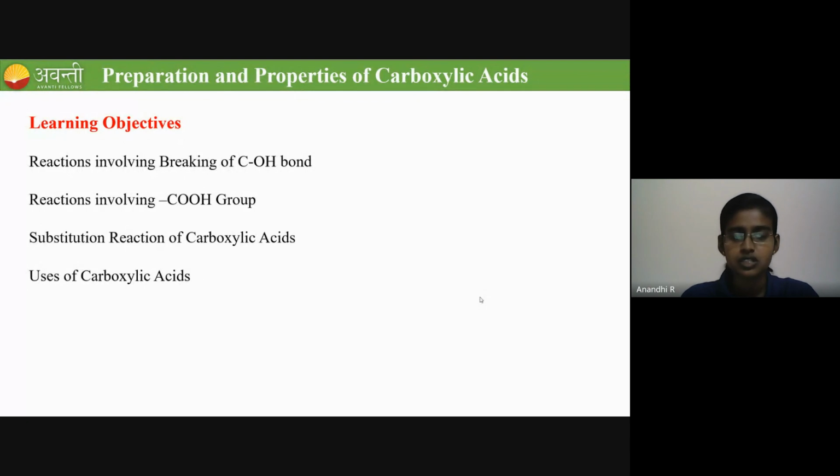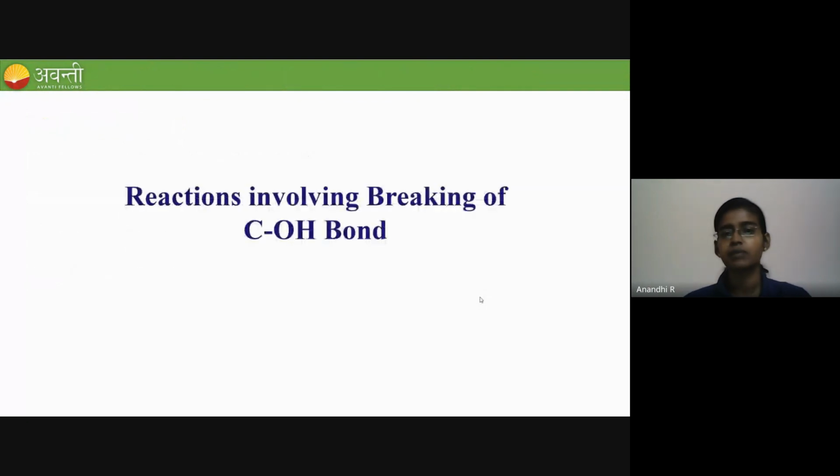So coming to the first topic, the reactions involving the breaking of the C-OH bond in the carboxyl part. What is the functional group for carboxylic acid? Yes, the functional group for carboxylic acid is R-C double bond O-OH, right? So in this carboxylic acid, we are going to see the reactions involving the breakage of this carbon-oxygen bond. Yesterday we saw the reactions which involve the breakage of the O-H bond, and today we are going to deal with the C-O bond cleavage.